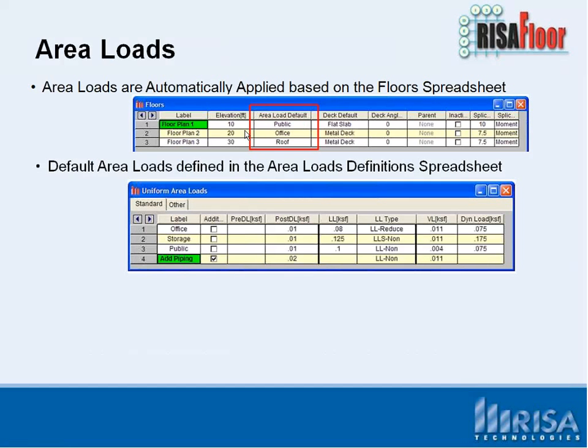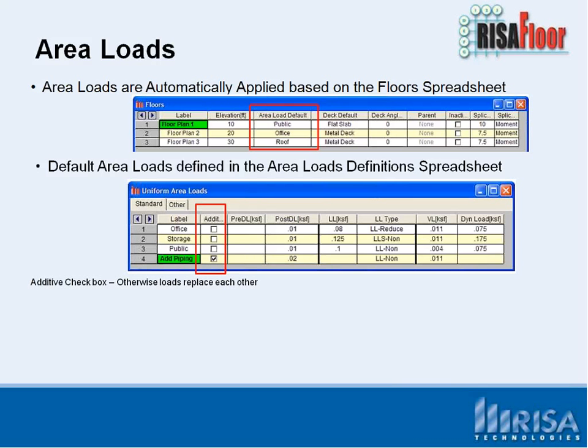That loading is defined in our area load definition spreadsheet, and you can find that right on your data entry toolbar. These are just the defaults we have available: office, storage, public, and piping. But you can add to this list, and I do recommend that you modify this list to what you need, based on the type of materials and the type of building you're building. But let's talk about what these things are.